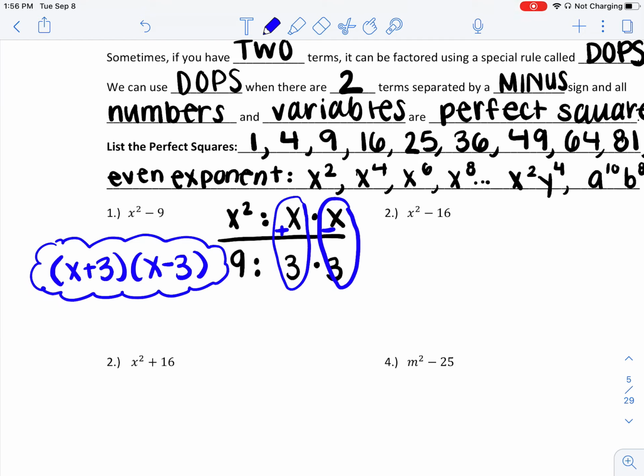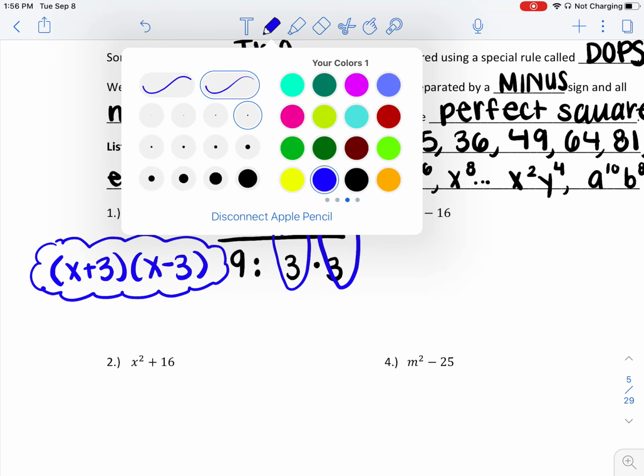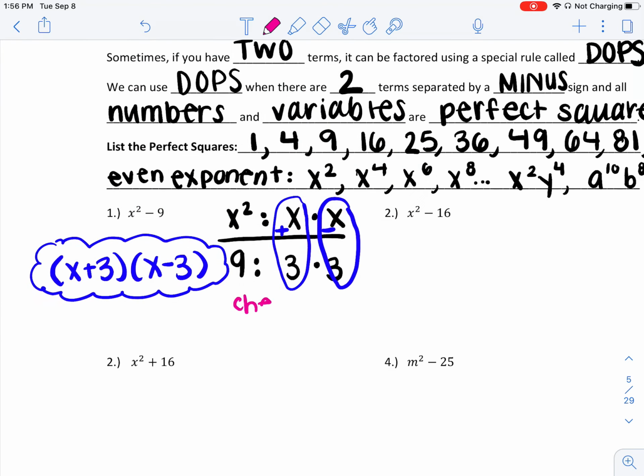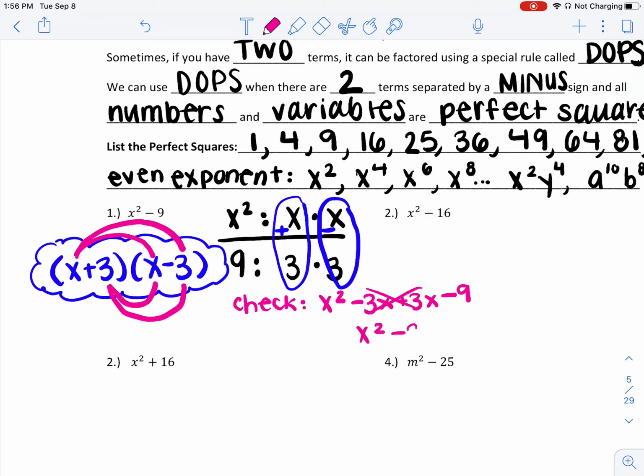The reason you have to have one plus sign and one minus sign is because when we distribute, if we want to check our answer, I'm just going to write check. When we distribute, we need the middle to cancel. So this is going way back, double distributing. X times x is x squared. X times negative 3 is negative 3x. 3 times x is positive 3x. And 3 times negative 3 is negative 9. So in the middle here we have negative 3x plus 3x. Those cancel, giving us x squared minus 9.